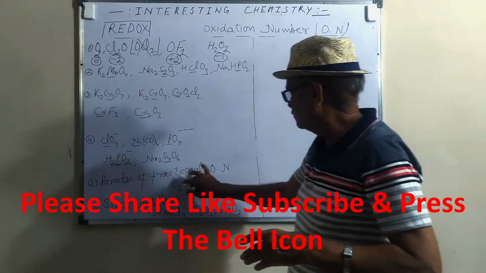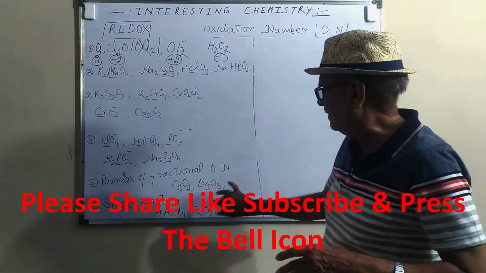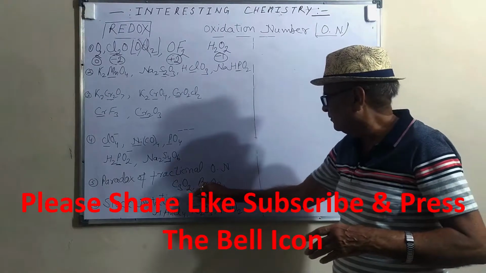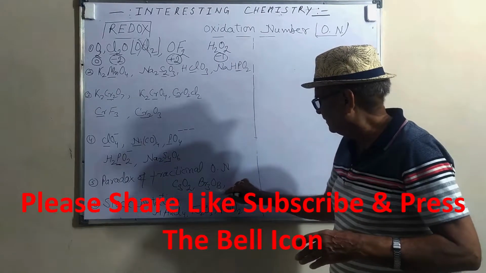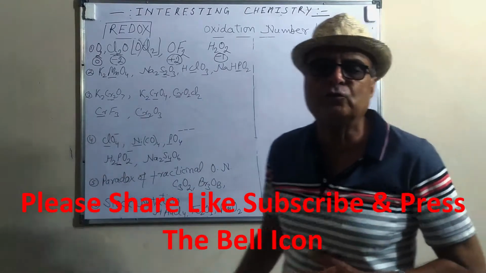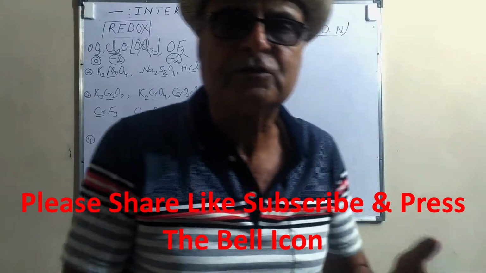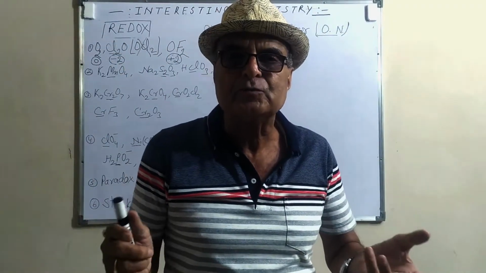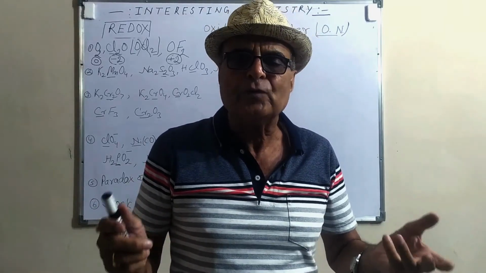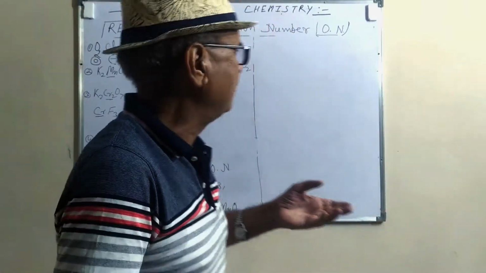There is a paradox of the fractional oxidation number. I have added here two examples, C3O2 and Br3O8, and what is stock notation. I will tell you about all this in this video, so please watch this video from start to end. Let's start the video without wasting any time.